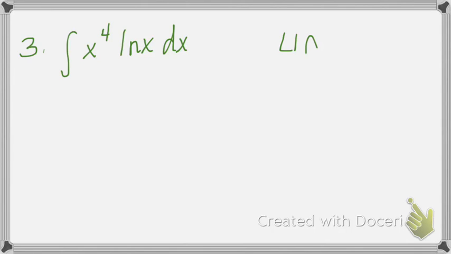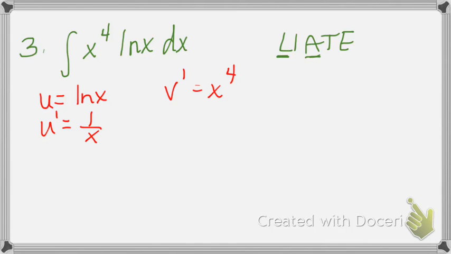Alright, think about LIATE. In this problem, x to the 4th is algebra, ln of x is log, or natural log. That comes first, so that means u is going to be natural log, and v prime is going to be x to the 4th. Now the reason it works that way on this one is because I know the derivative of ln of x. The derivative of ln of x is 1 over x. I don't know the antiderivative, so there's no way that ln of x could have been v prime, because with v prime, I have to find v, and that means find the antiderivative. So it's x to the 5th over 5.